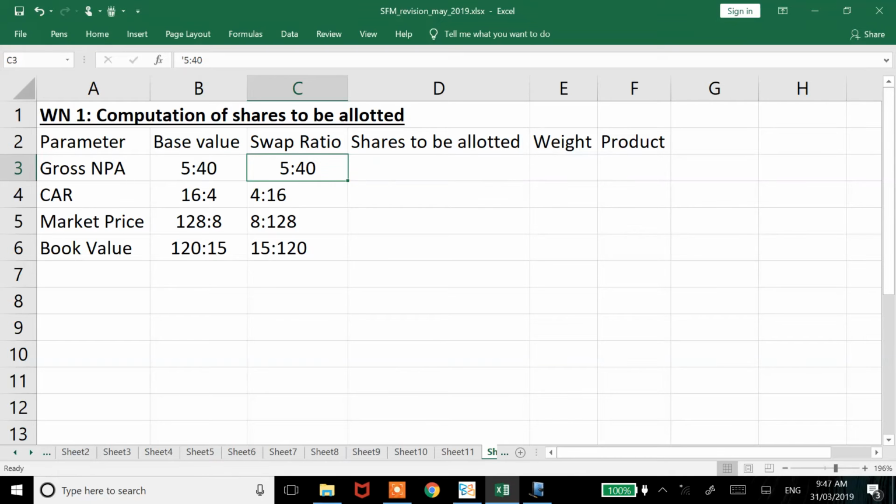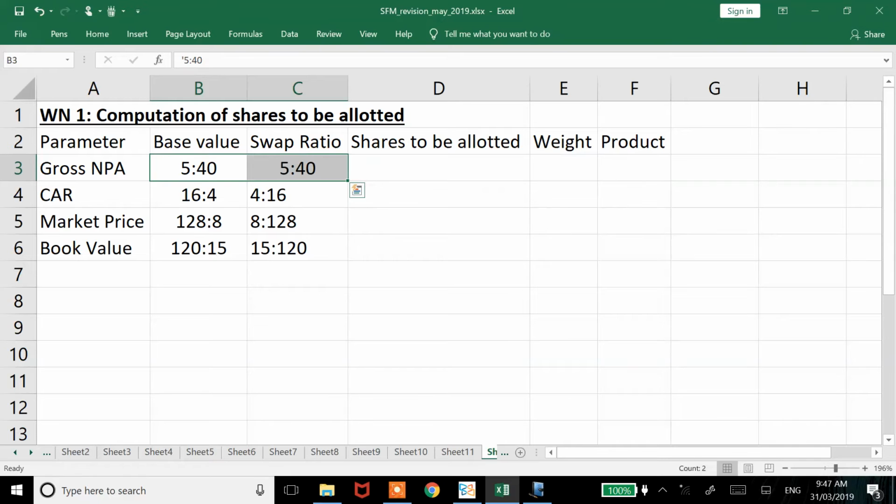My objective is to maximize book value. So when I have these parameters, I get to know the company which is acquiring is a stronger company, so I swap it. 16 is to 4, I make it as 4 is to 16. 128 is to 8, I make it as 8 is to 120. But if I swap this, it will be beneficial, because 5 is to 40 will get swapped as 40 is to 5, which is not needed.